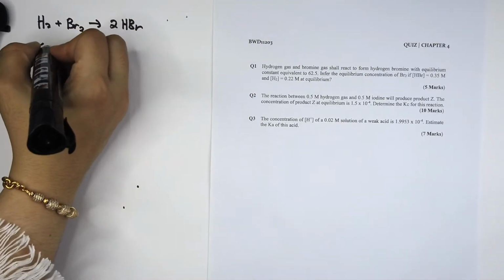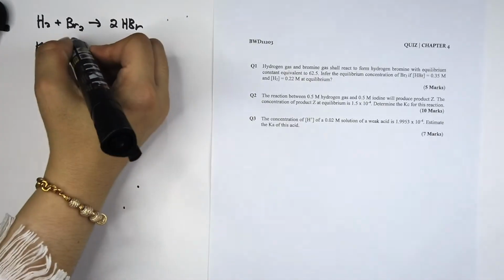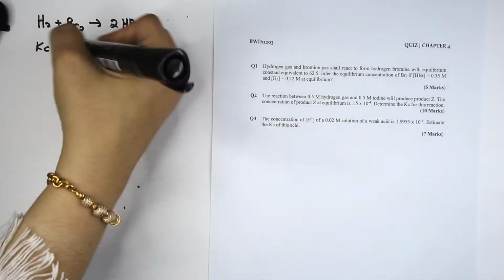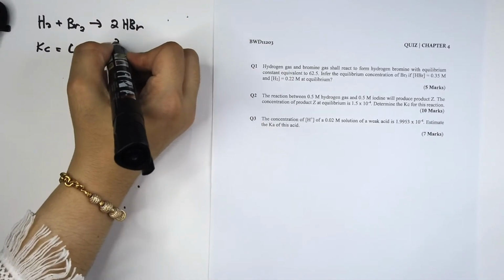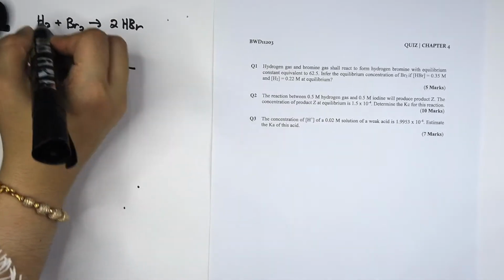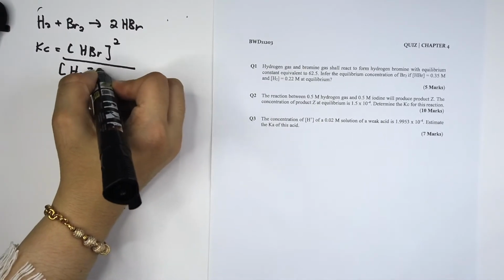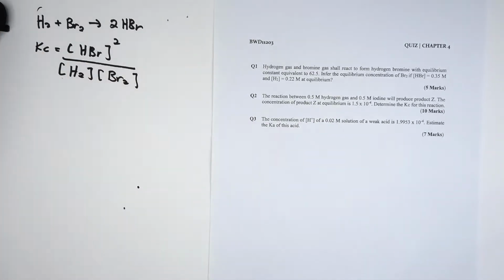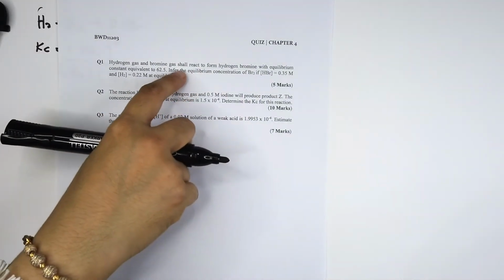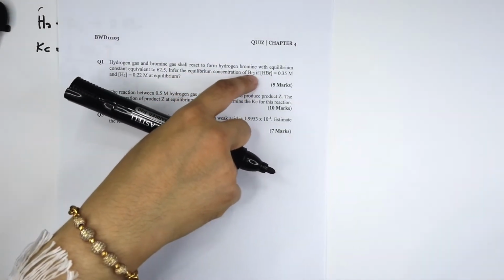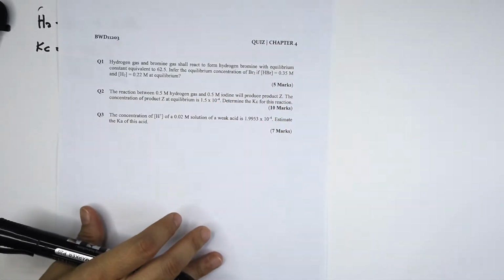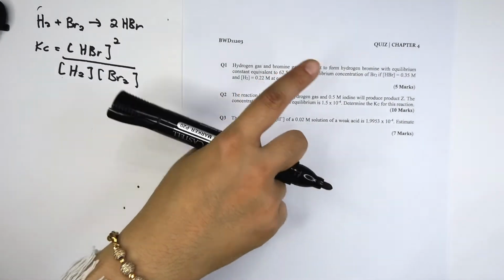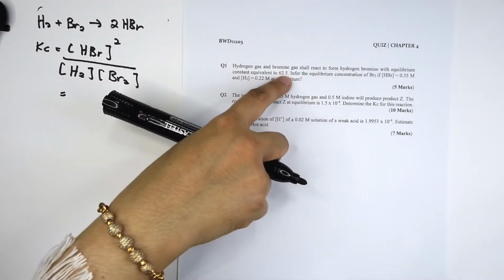So from here you need to calculate the Kc. So the Kc is whatever is in the product, which is the HBr, but since you have 2 here, so to the power of 2, divided by H2 and Br2. Alright, and then when you read back the question, you were asked to infer the equilibrium concentration of Br2, but you are given the concentration of the HBr and also the H2, and the value of Kc is given to you as well.